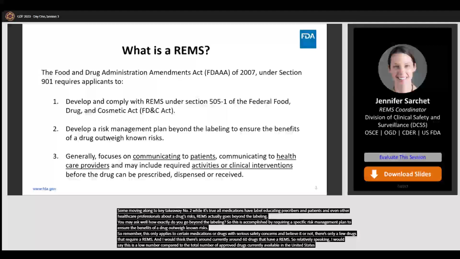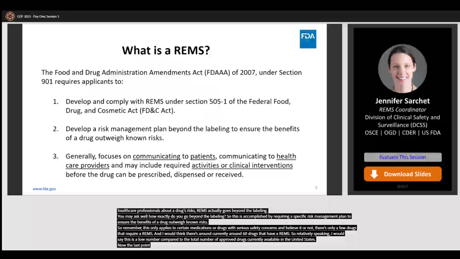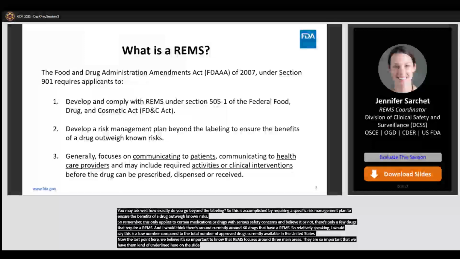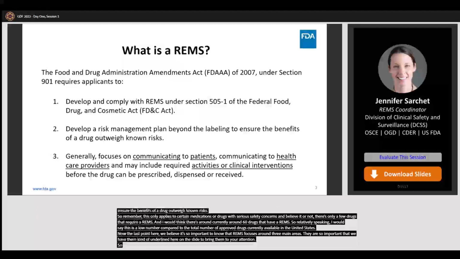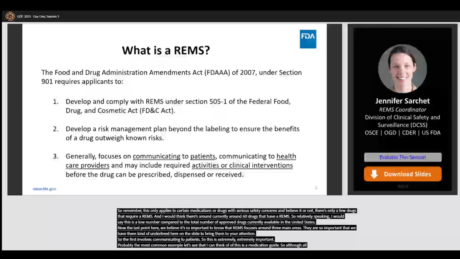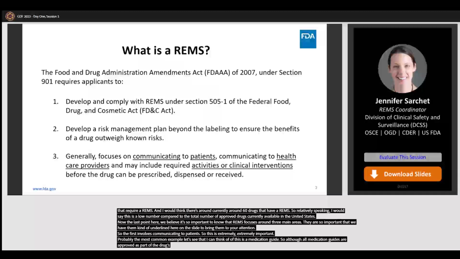Now the last point here, we believe it's so important to know that REMS focuses around 3 main areas. They're so important that we have them underlined here on the slide to bring them to your attention. The first involves communicating to patients. This is extremely important. Probably the most common example I can think of is a medication guide. Although all medication guides are approved as part of the drug's label, a small number of medication guides may also be included as part of a REMS.